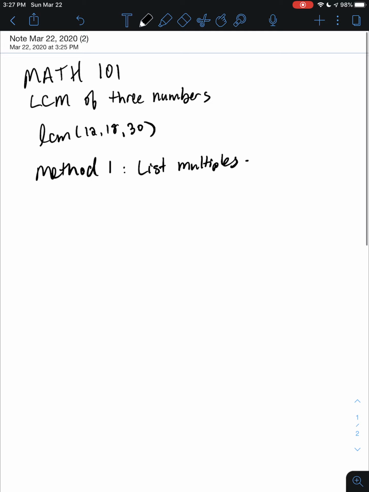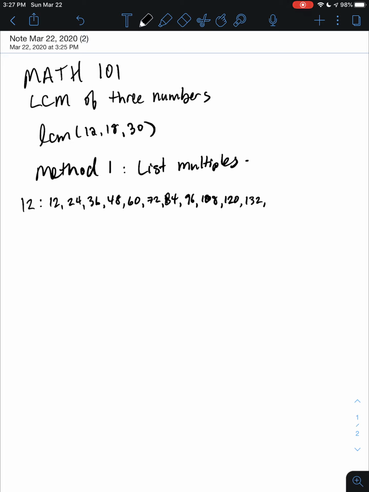So in this case, we might have to go pretty far out. Let's do 12, 24, 36, 48, 60, 72, 84, 96, 108, 120, 132, 144, keep going, 156, 168, and 180. And I could keep going, and I'm going to stop there.